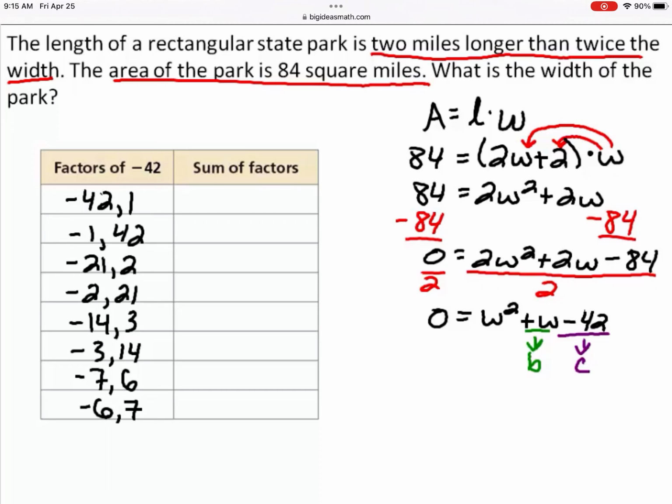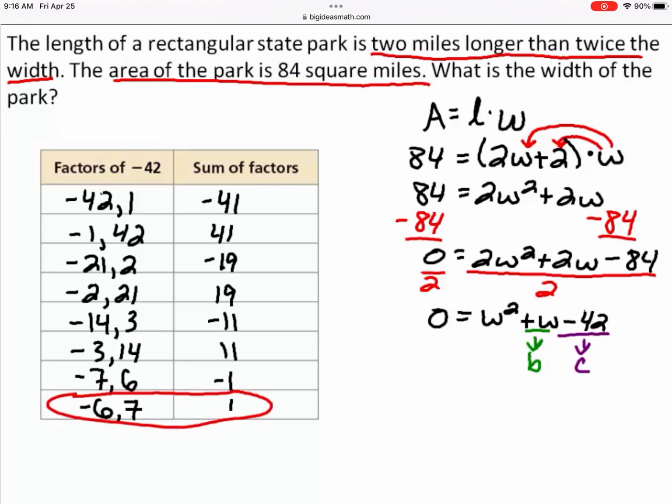Negative 42 and 1 have a sum of negative 41. Negative 1 and 42 have a sum of 41. Negative 21 and 2 have a sum of negative 19. Negative 2 and 21 have a sum of 19. Negative 14 and 3 have a sum of negative 11. Negative 3 and 14 have a sum of 11. Negative 7 and 6 have a sum of negative 1, and negative 6 and 7 have a sum of 1.